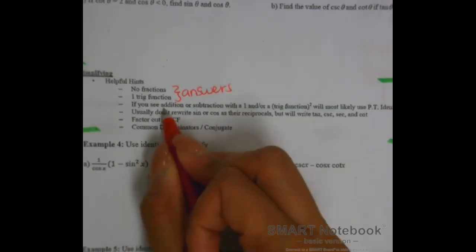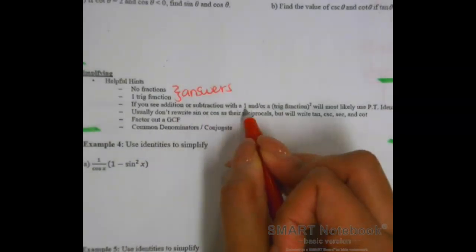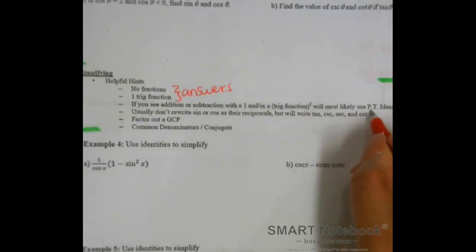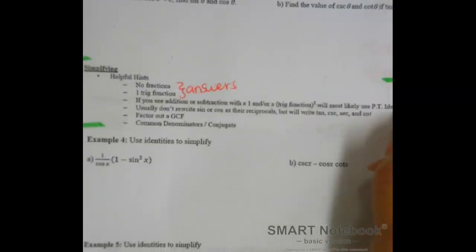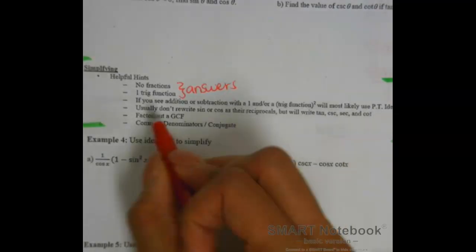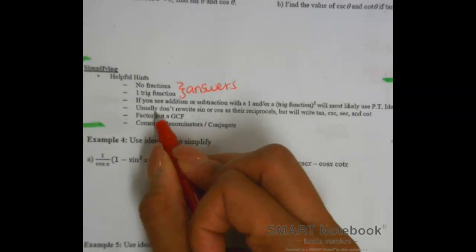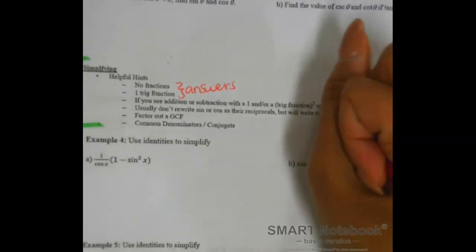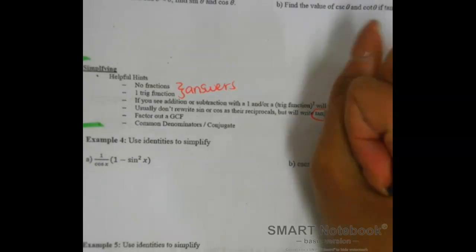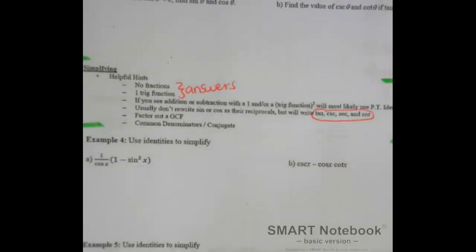If you see addition or subtraction with the 1 and or a trig function being squared, that's the first thing I told you on the first page, you're most likely going to use a Pythagorean identity. So PT is a Pythagorean theorem identity. Usually you don't rewrite sine and cosine as reciprocals. Usually. Sometimes you will, but not most of the time. But when you see tangent, cosecant, secant, and cotangent, you definitely want to rewrite those.